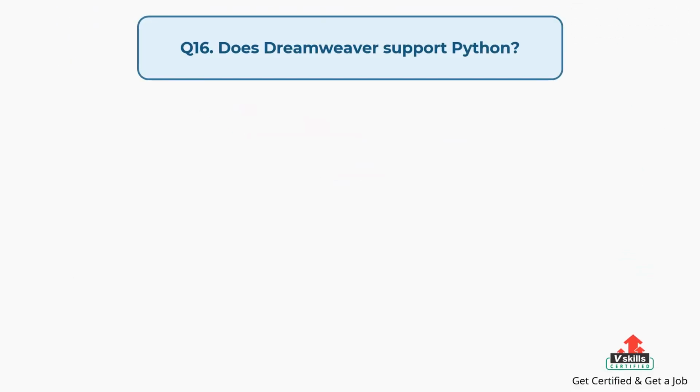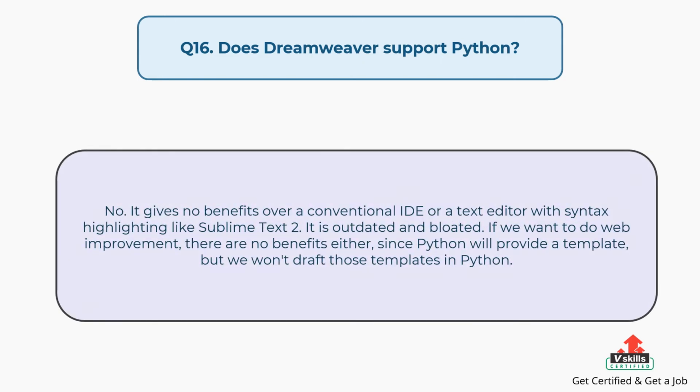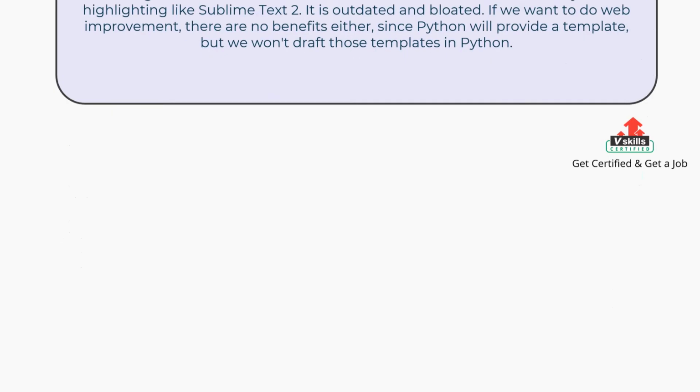Question number 16. Does Dreamweaver support Python? The answer is no. It gives no benefits over a conventional IDE or a text editor with syntax highlighting like Sublime Text 2. It is outdated and bloated. If we want to do web development, there are no benefits either, since Python will provide a template, but we will draft those templates in Python.